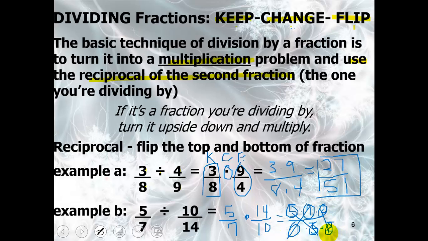Now be careful. You might think this is 0. This is not 0. Remember, when you cancel, everything that turns to a 1. So this is 1 times 1 times 1 over 1 times 1 times 1. So that just equals 1.